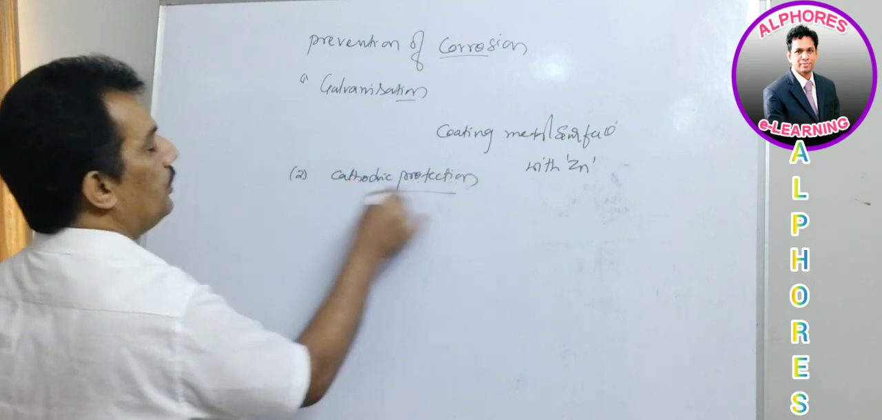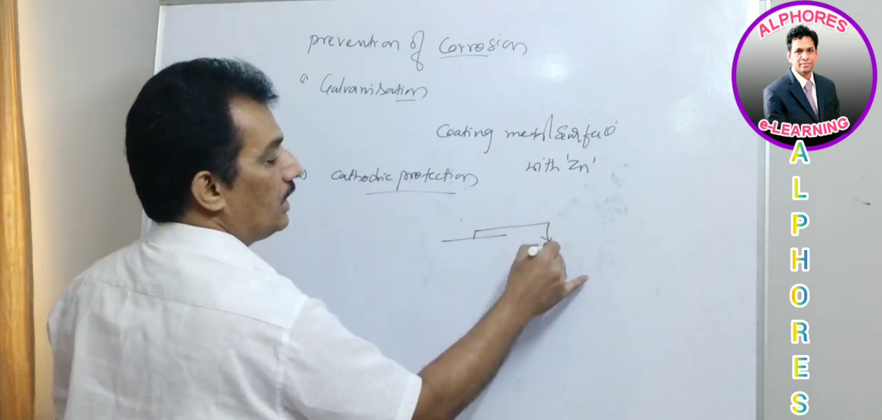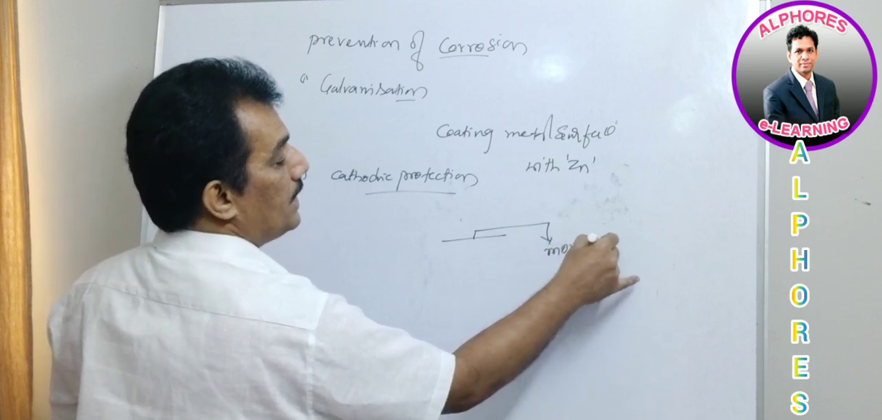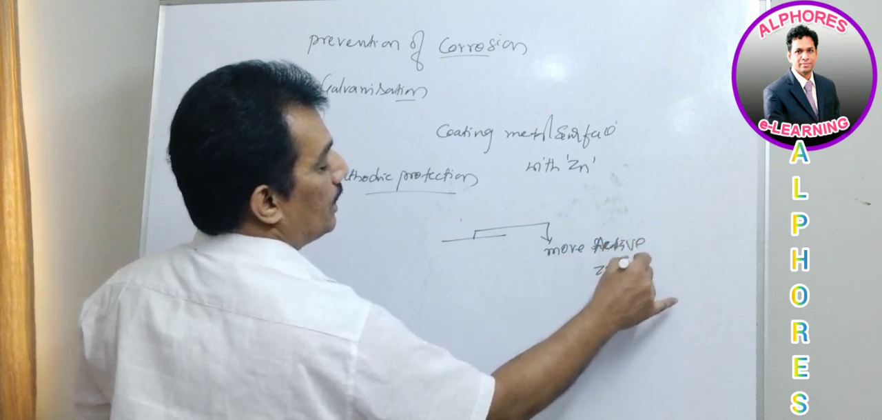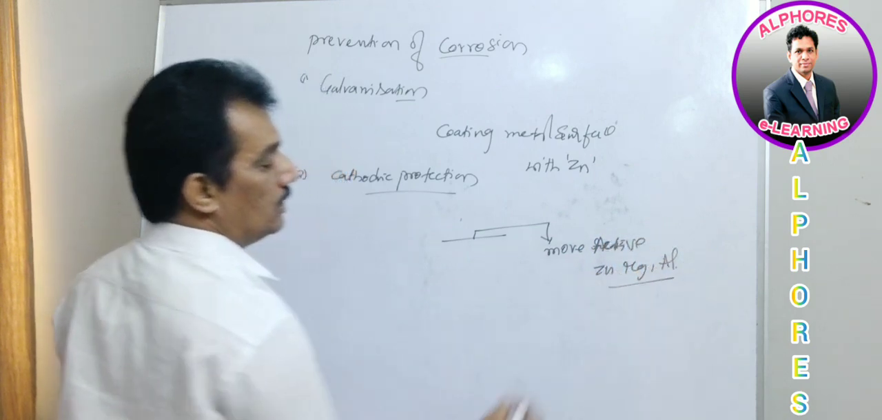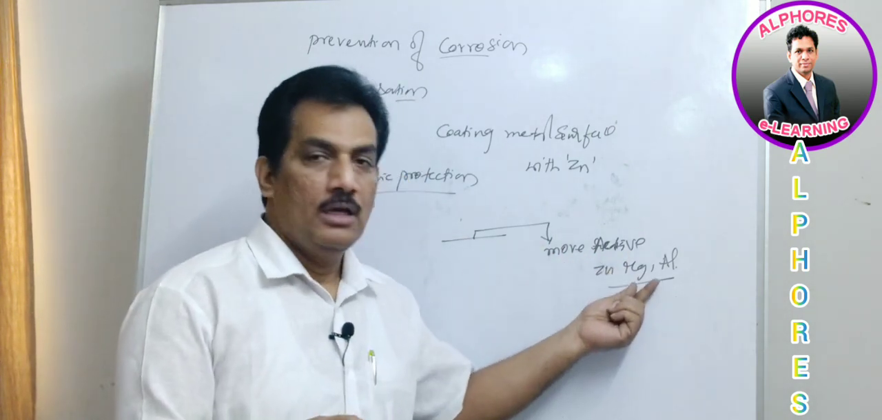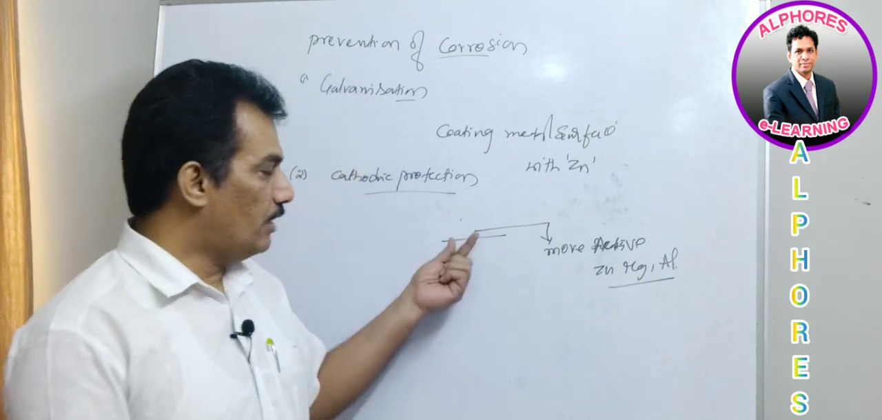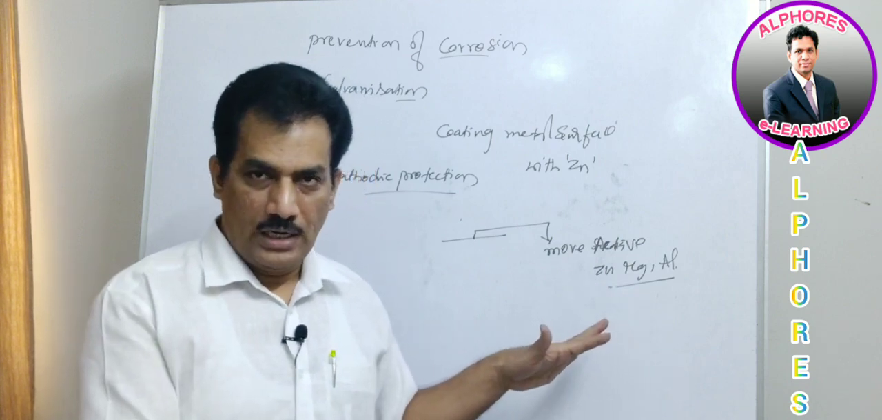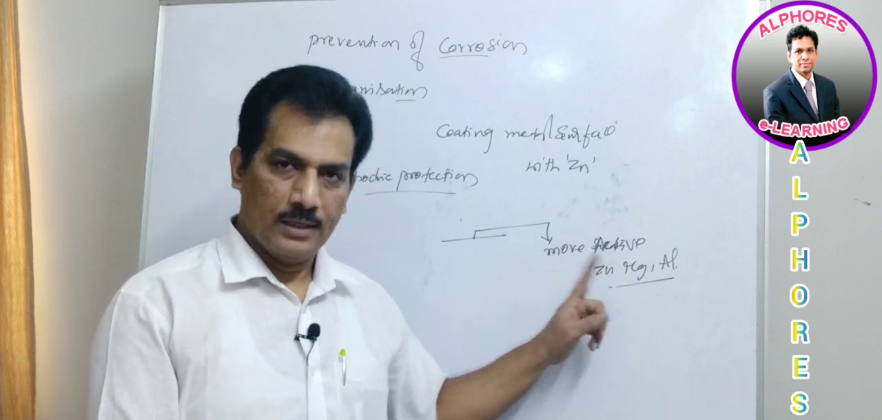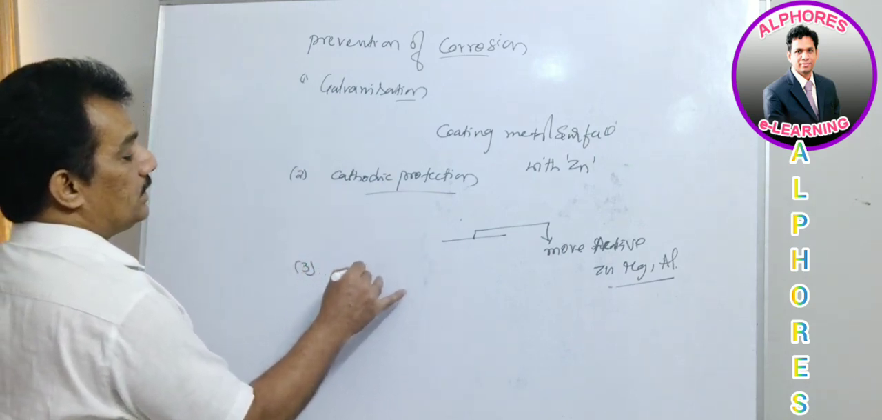Cathodic protection type. Here the exposed metal surface is put in contact with more reactive or more active metals like zinc, magnesium, aluminum, like that. So when the surface is connected with a more active metal and it goes for oxidation, instead of iron these metals will go for oxidation and the iron will be non-reactive in their presence. Clear?